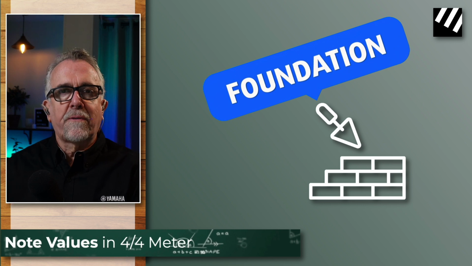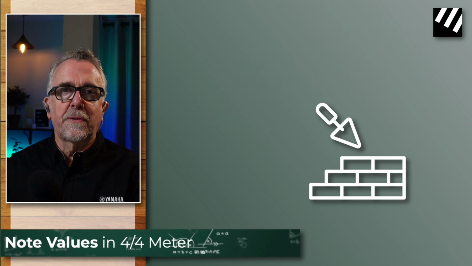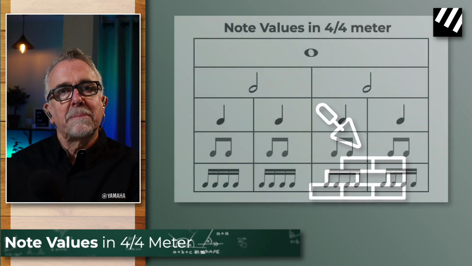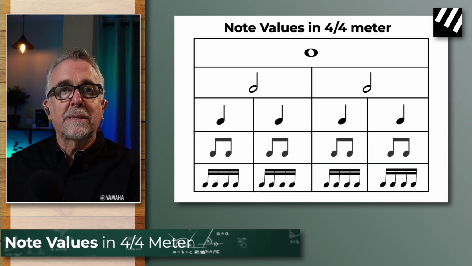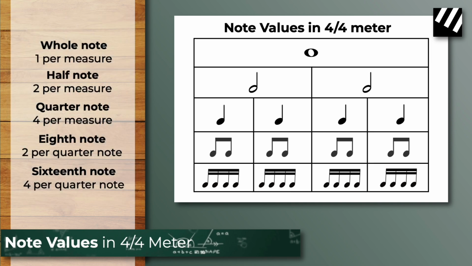Here's the final part of our foundation before we start looking at patterns for keyboard parts. I simply want to be sure that all of us understand the basic note values in 4/4 meter. Here's a chart that shows you those values. There's one whole note per measure. There are 2 half notes in each measure. There's 4 quarter notes in each measure. There are 2 eighth notes per quarter note, and there are 4 16th notes per quarter note.